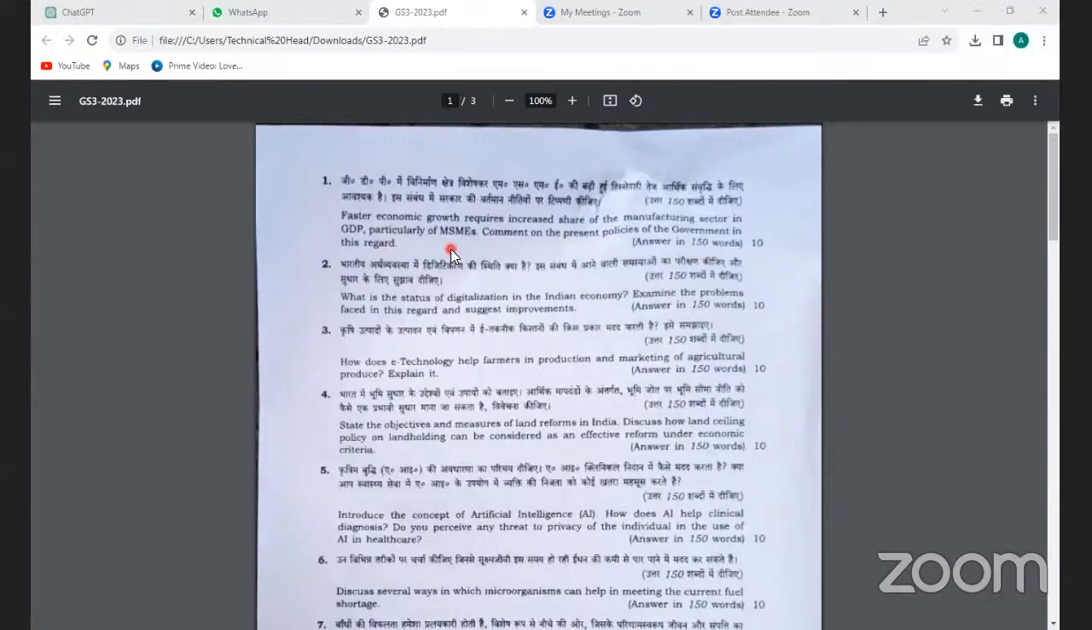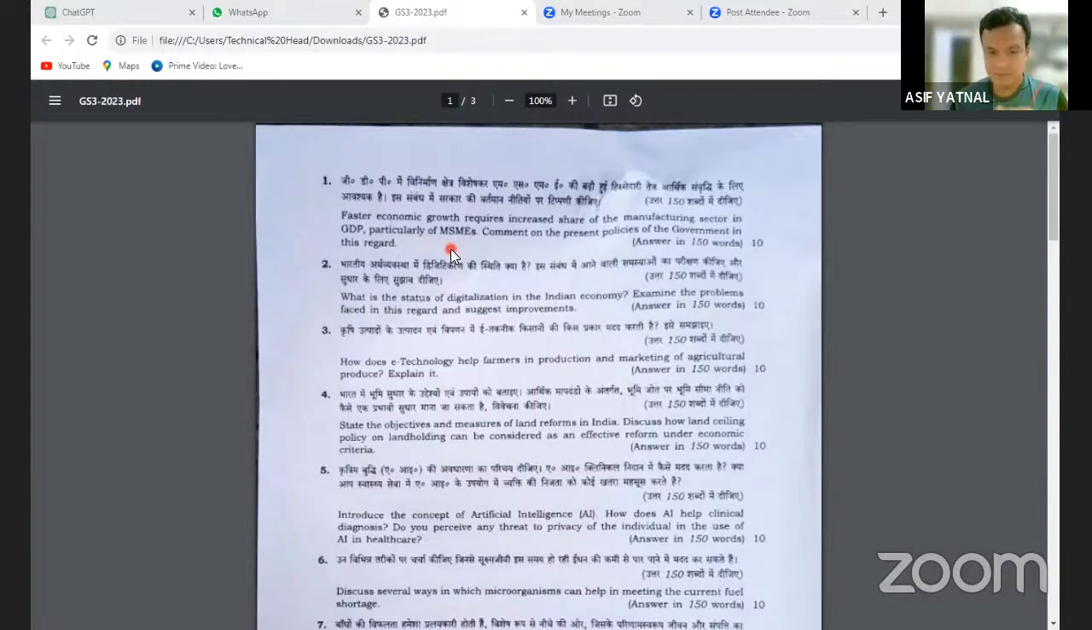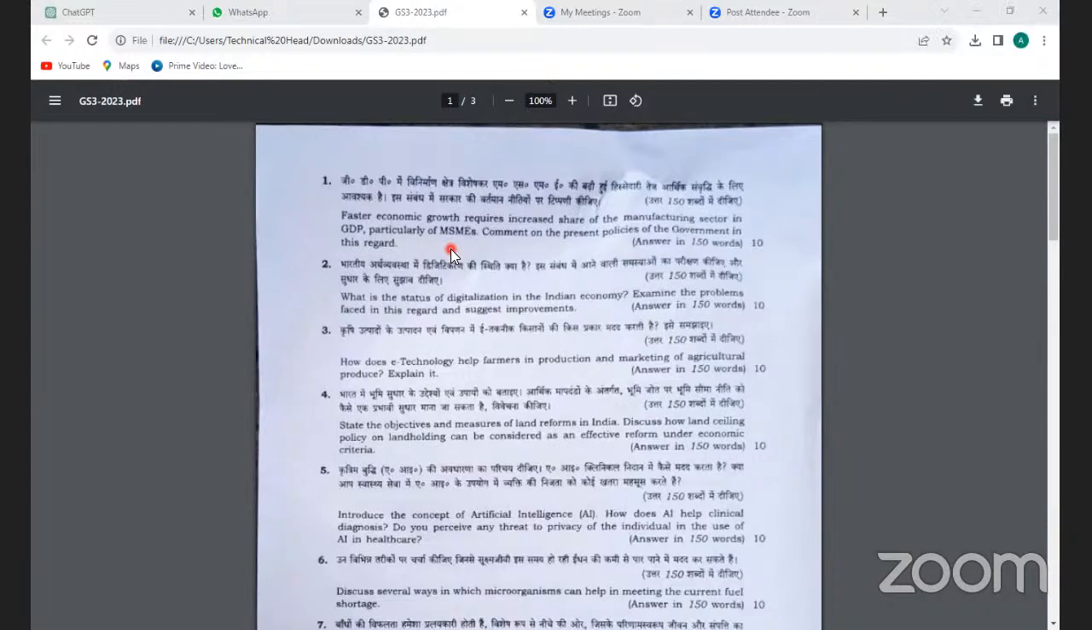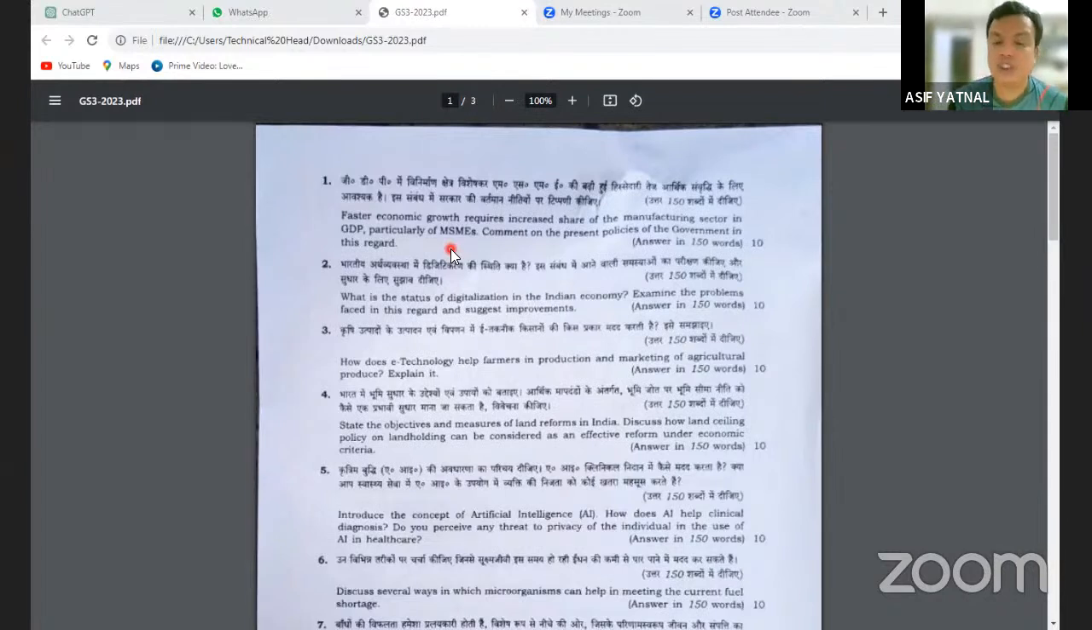Actually, government started many schemes and regularly tries to increase the MSME sector or manufacturing sector. But there are some more factors on which government should focus. Okay, can you give me 2 or 3 policies of the government with respect to increase in the manufacturing sector and micro, small and medium enterprises?